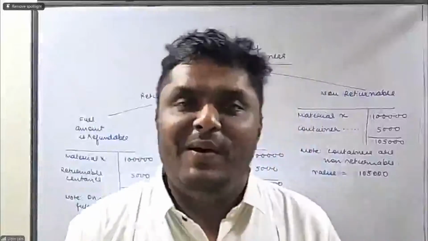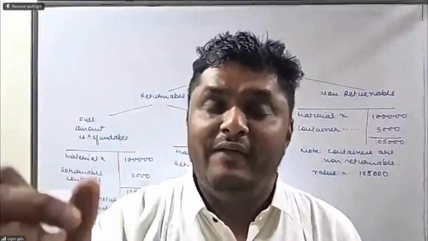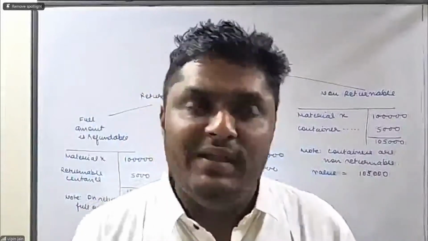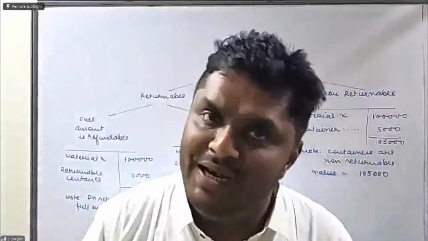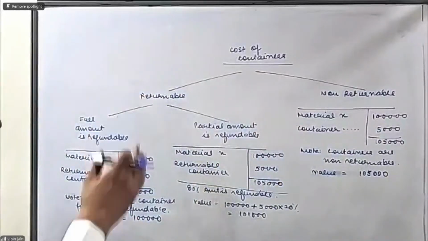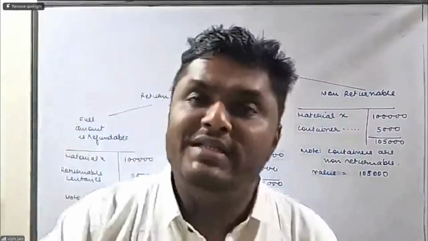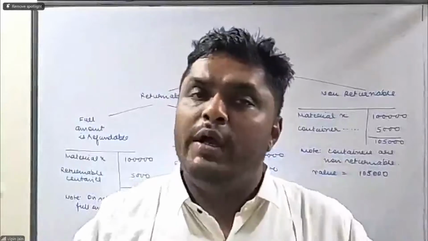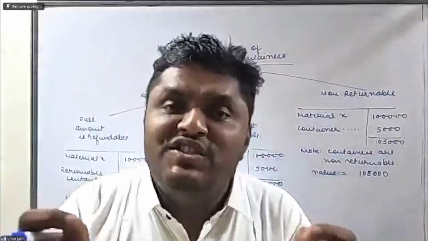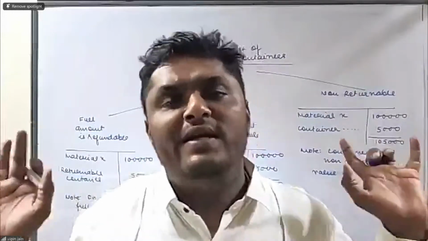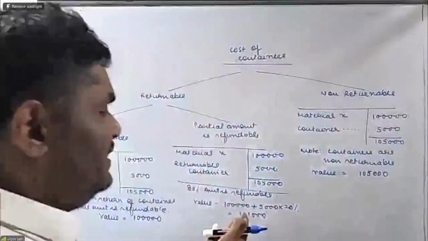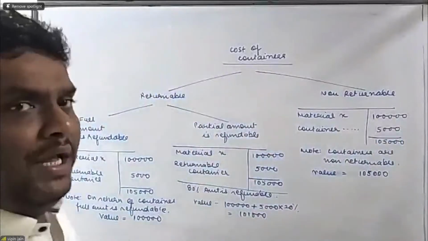So this is all about the cost of container. If the containers are not returnable, it means we have to bear the cost. So the amount paid from our pocket is 1,05,000. If the containers are returnable and the entire amount is refunded, nothing is paid from our pocket. So our value of material will be 1 lakh. In the third case, partial amount is refundable. They are going to refund us 80% of the amount. So the cost from our pocket is only 20%, that is 1,000. So the value will be 1,01,000.